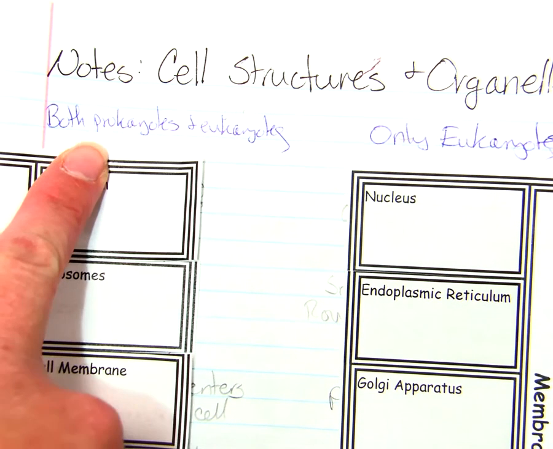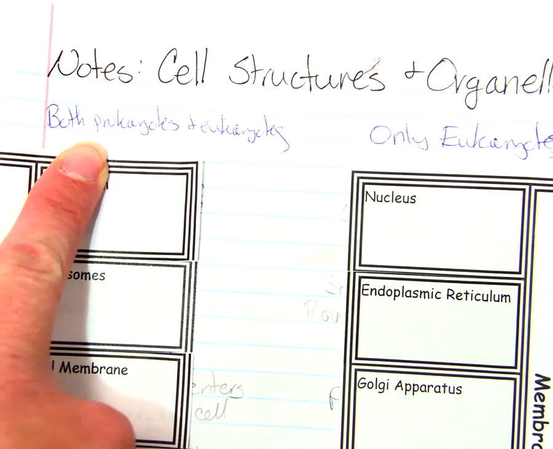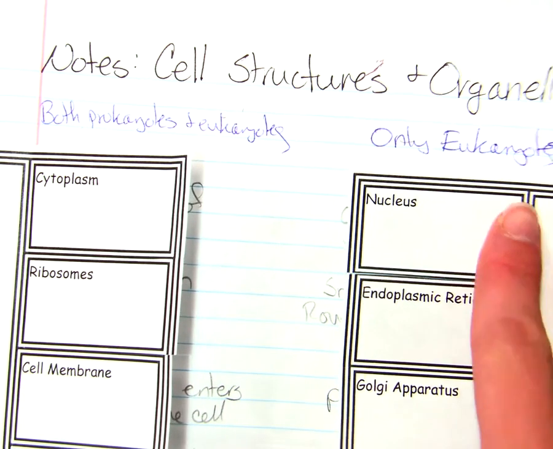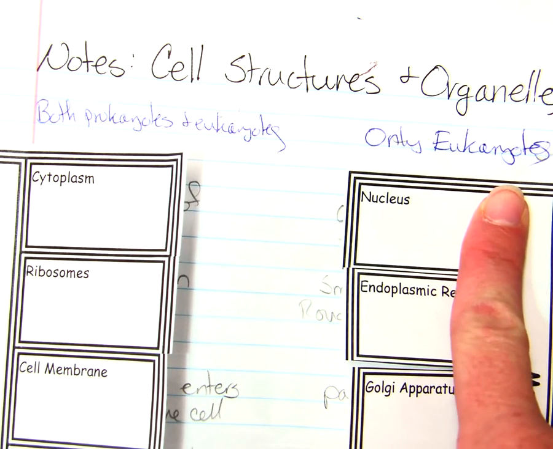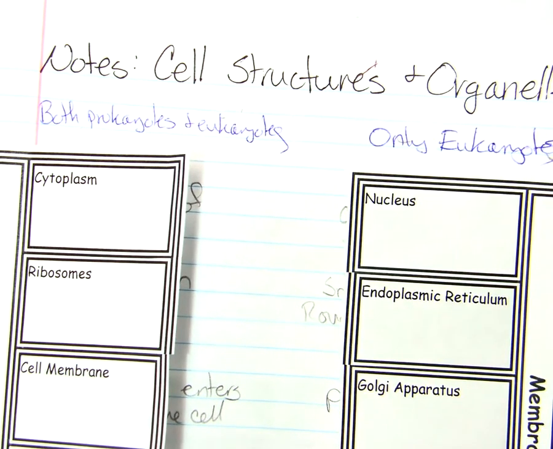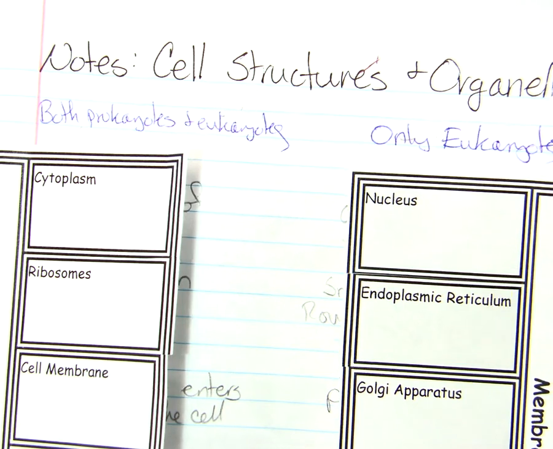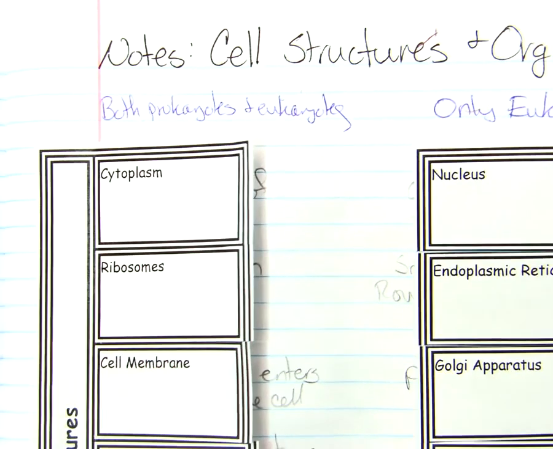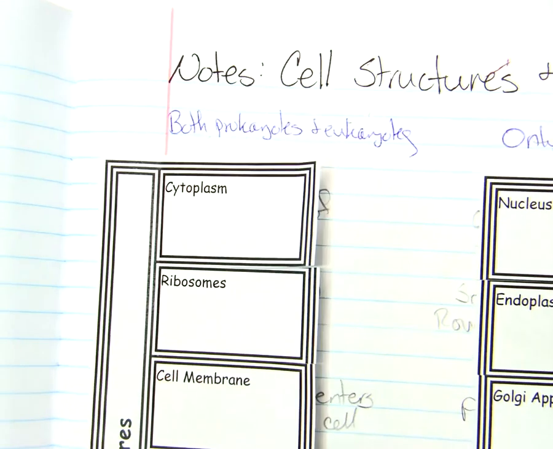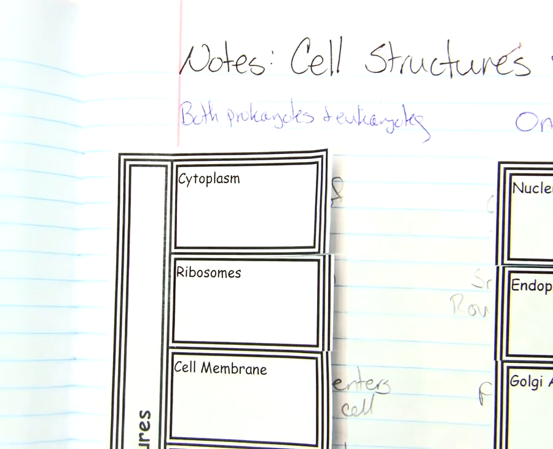Again, cell structures are in both. All of our cells are going to have the cell structures. Only eukaryotes will have the membrane-bound organelles. We're going to look at our structures first.